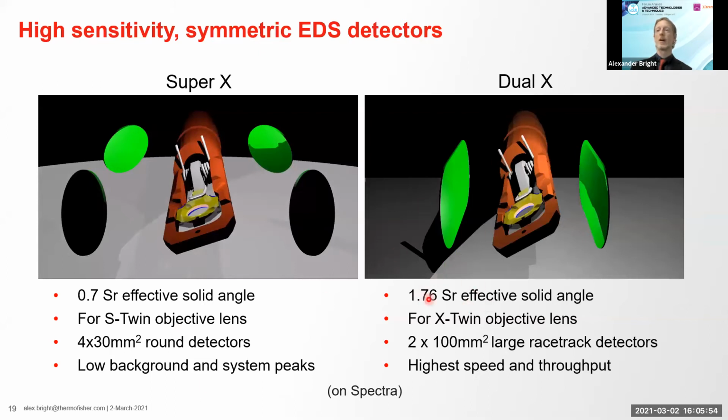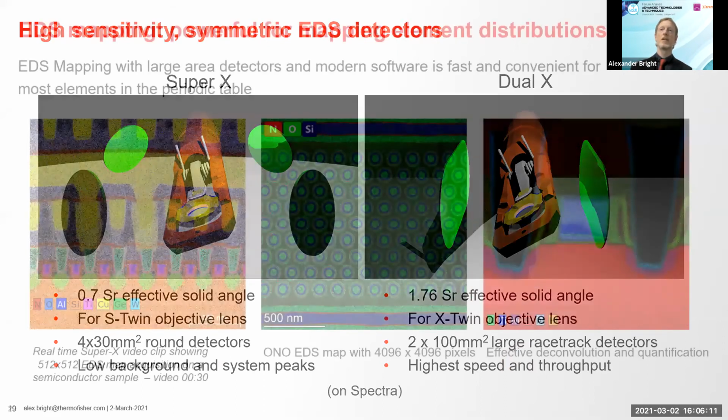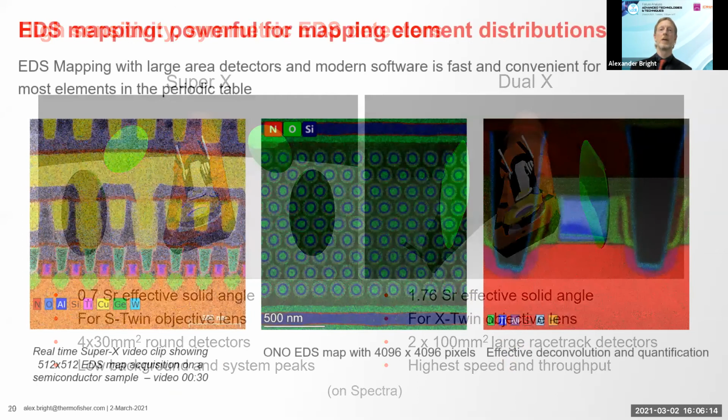And Dual X has a much larger solid angle, so it gives you the highest speed and throughput. But both of them are symmetric design, so they're suitable for effective results quantification and also for 3D EDS data acquisition. So here are some EDS mapping examples.